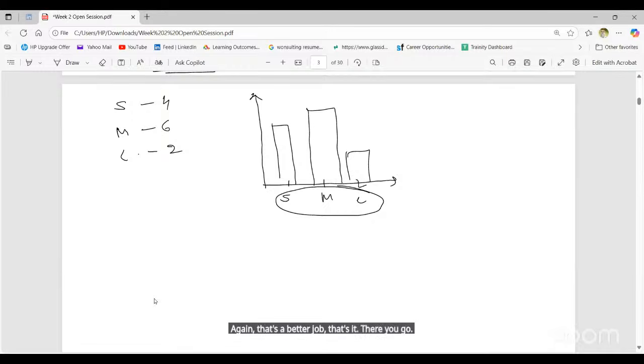Ma'am, all you are saying is that frequency and the data both are in the ordinal form.